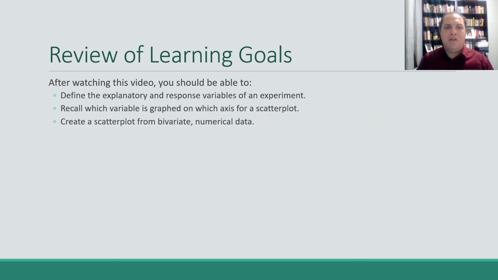After watching this video, you should be able to define the explanatory and response variables of an experiment. Recall which variable is graphed on which axis. So explanatory is on the x-axis, and the response variable is on the y-axis. Then finally, you should be able to create a scatterplot from bivariate numerical data.